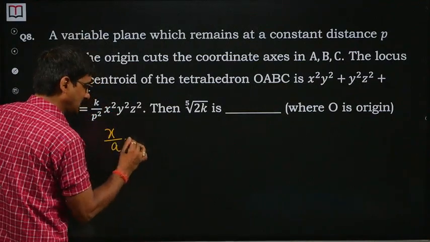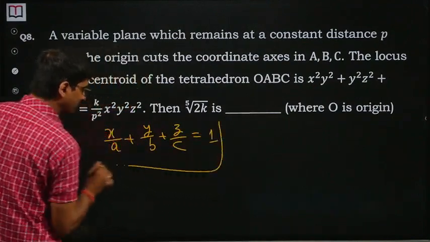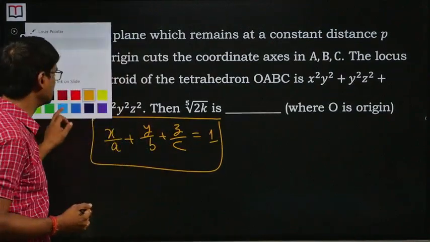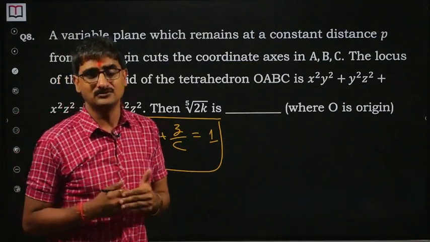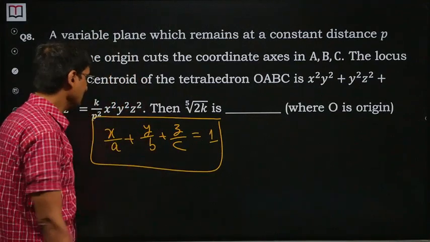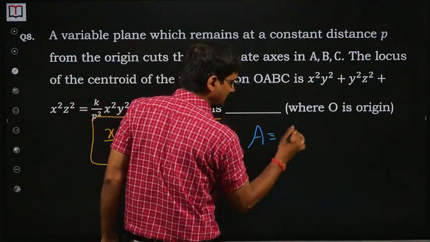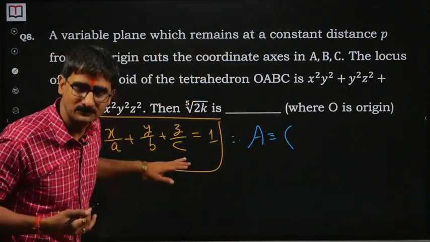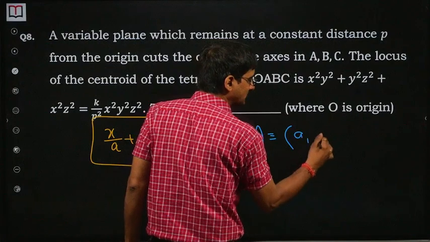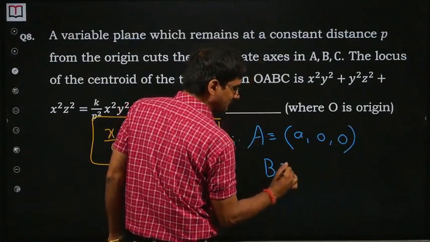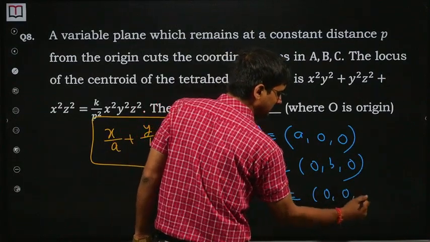So it will be x by a plus y by b plus z by c equal to 1, where we have to remember that small a, small b and small c, the intercepts on the x-axis, y-axis and z-axis, are the unknown constants here. Okay, so in that case, point A, I am assuming, the point of intersection of this plane with the x-axis is represented by point A, which has to be (a, 0, 0). Similarly, point B is (0, b, 0). C is nothing but (0, 0, c).